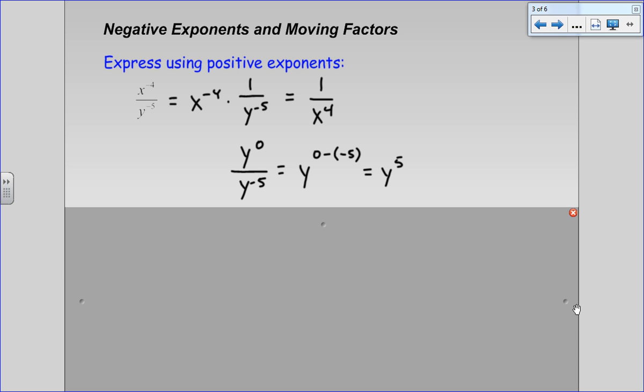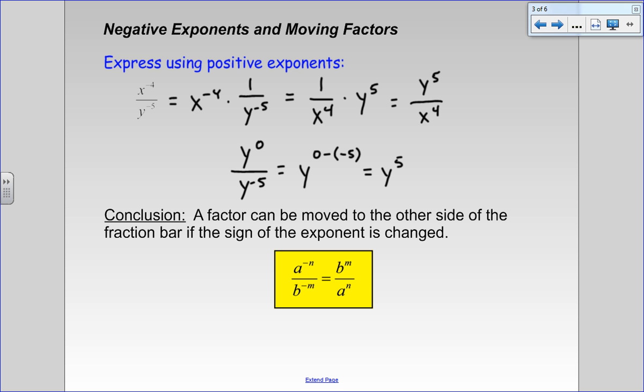Returning to our original problem, we can see that we have 1 over x to the fourth times y to the fifth, or y to the fifth over x to the fourth. If we compare this answer to the original problem, we can see that the original numerator, x to the negative fourth, has been moved to the denominator with the sign of the exponent changing to positive 4. The original denominator, y to the negative fifth, has moved to the numerator with, again, the sign of the exponent changing from negative 5 to positive 5. So we can conclude, accordingly, a factor can be moved to the other side of the fraction bar if the sign of the exponent is changed.